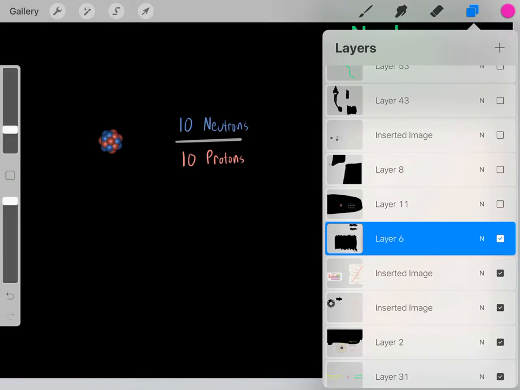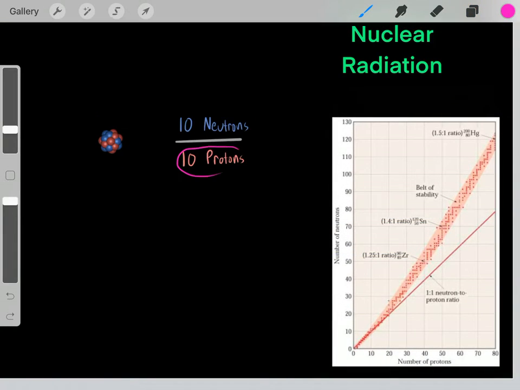So let's do an example. Let's say we have an atom that has 10 protons and 10 neutrons. Well, we see if we have 10 protons, then we should have roughly around 10 neutrons. So this would be a stable ratio.